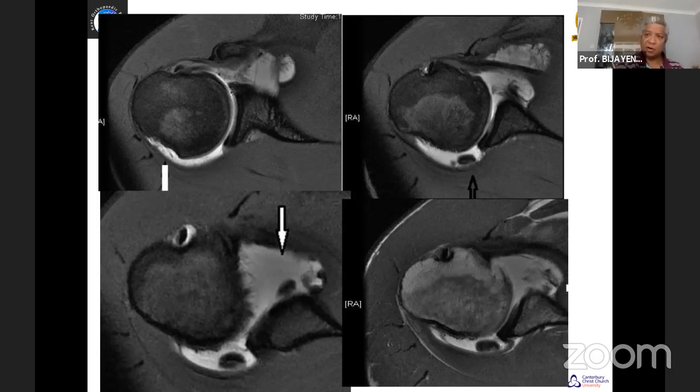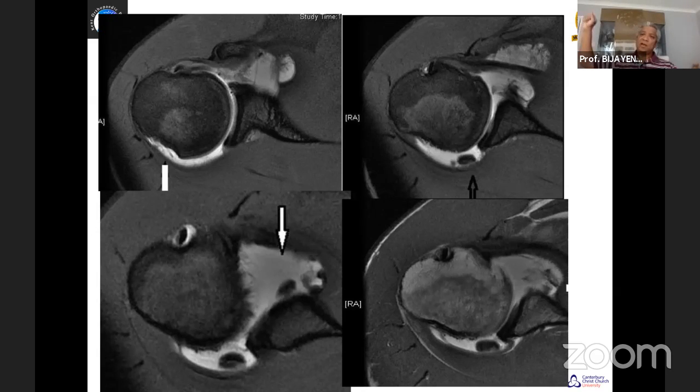Once you've done your apprehension test, then you do your Jobe's relocation maneuver. Now, some people do it supine, some people do it sitting. I certainly do it sitting down, patient sitting relaxed on the chair, and I do my apprehension maneuver and the Jobe's maneuver at the same time.